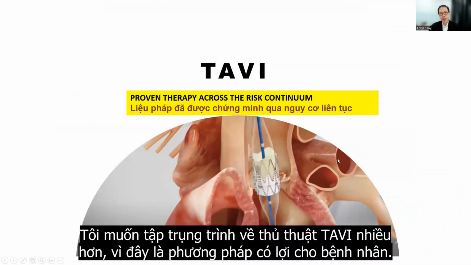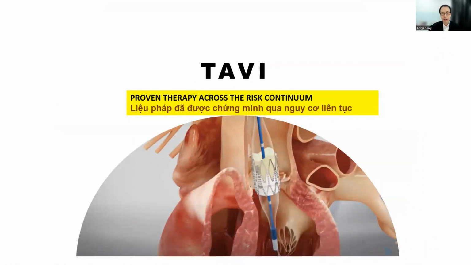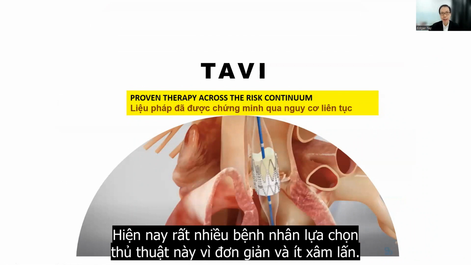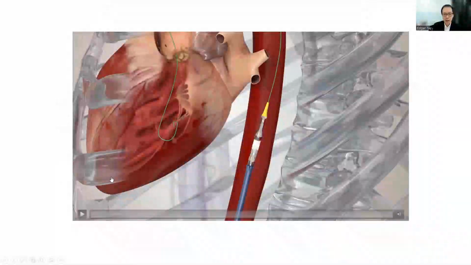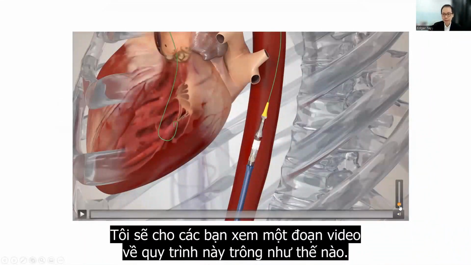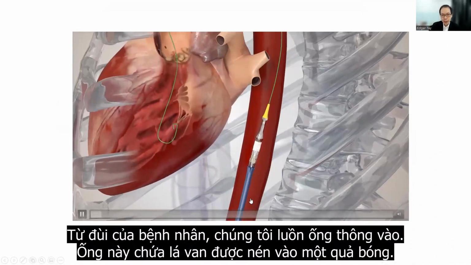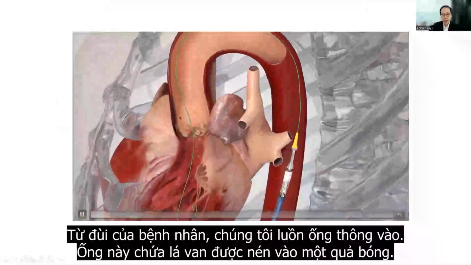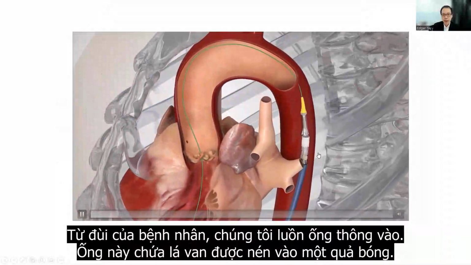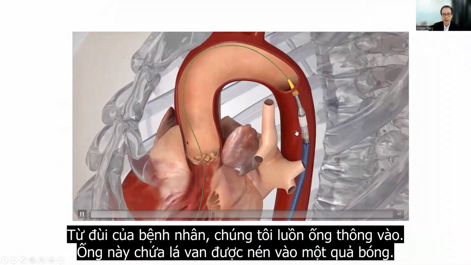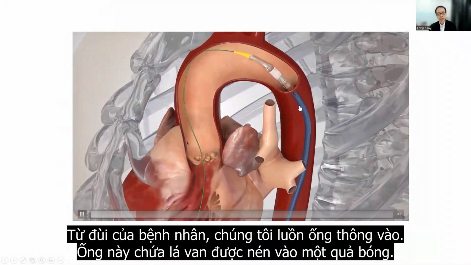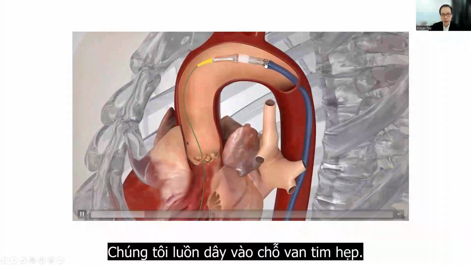Today, I want to focus on this new treatment option called TAVI, which is a lot easier for patients. Nowadays, a lot of patients are choosing this technique because it's much easier and less invasive. So I'll show you a video of what this procedure actually looks like. From the patient's thigh, we push in this catheter. This tube contains the valve, and the valve is compressed onto a balloon. We take the valve all the way to the narrowed heart valve.